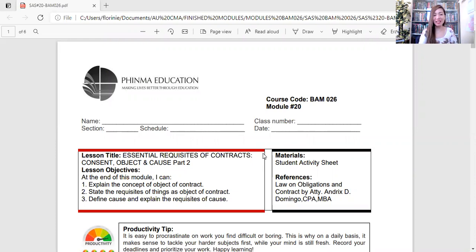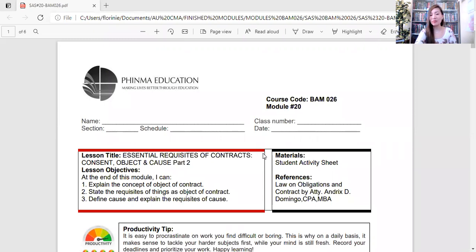Our lesson title: Essential Requisites of Contracts, Consent, Object, and Cause, Part 2. These are our lesson objectives. At the end of this module, you can explain the concept of object of contract, state the requisites of things as object of contract, and define cause and explain the requisites of cause.